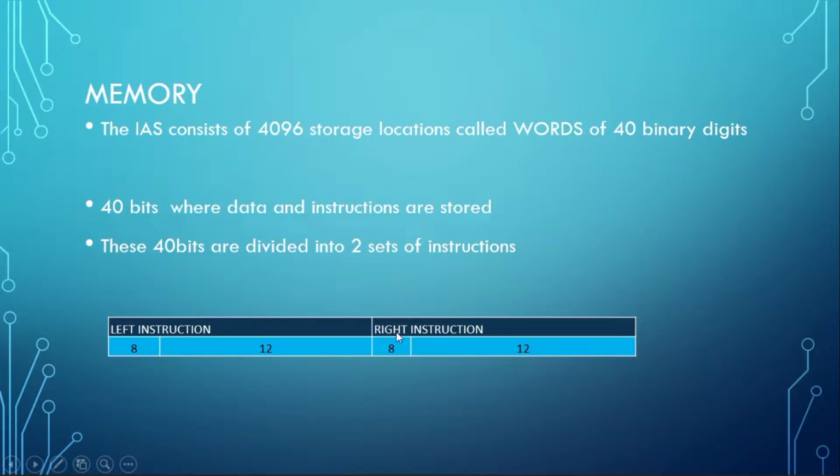So we see that here we've divided everything. 20 plus 20 equals 40, and we have 40 bits of data and instructions stored. But now we have this type of scenario where it's divided into two instructions. We have the left instruction and the right instruction.